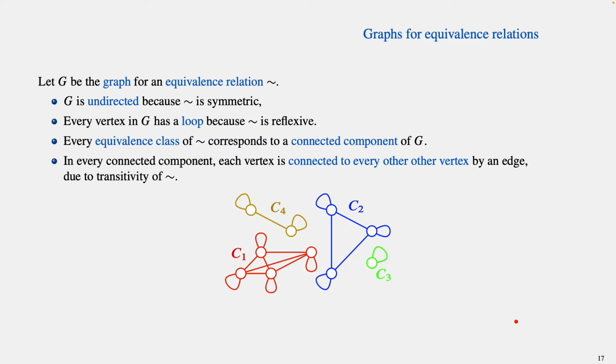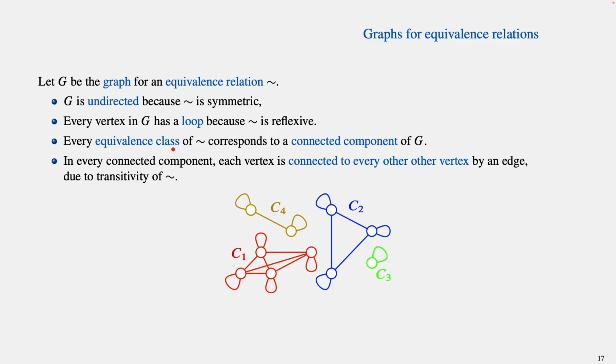If we want to visualize an equivalence relation, we can do this with graphs. And the graphs for equivalence relations have very particular forms. So first of all, the graph is undirected because the relation is symmetric. Then every vertex in the graph has a loop because it's reflexive. So you see that in these little loops at every vertex here.